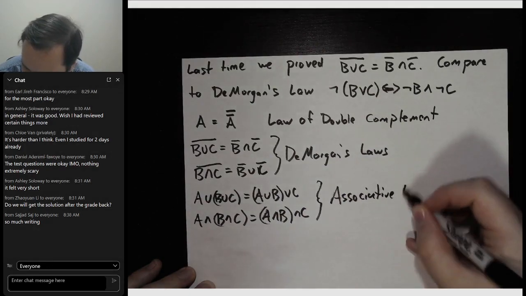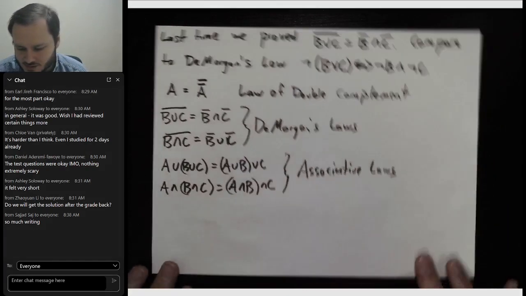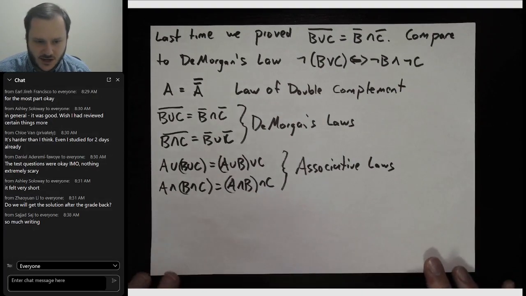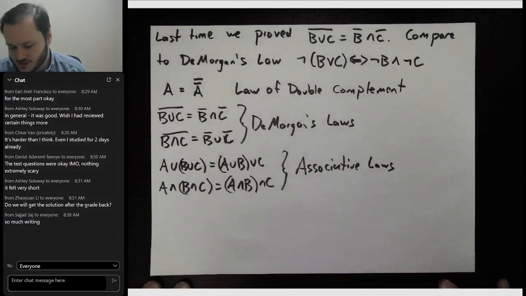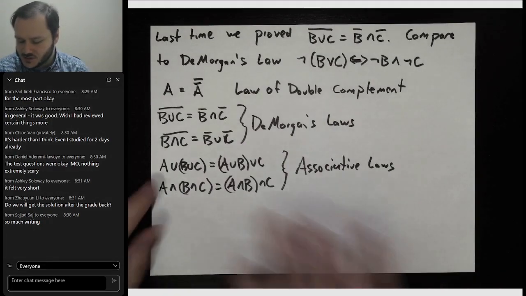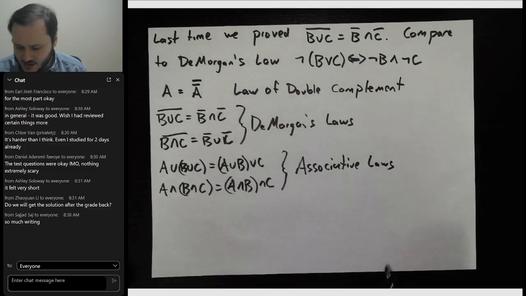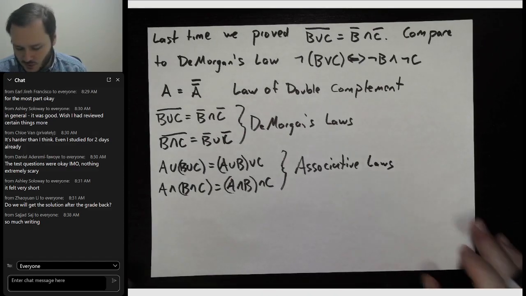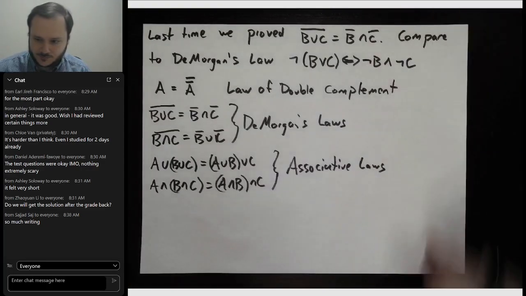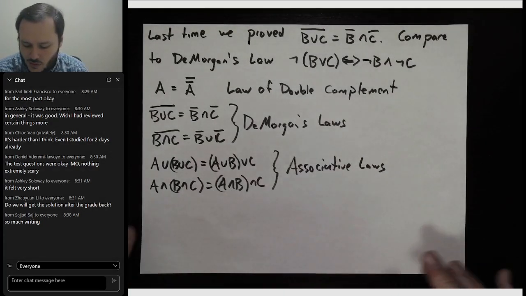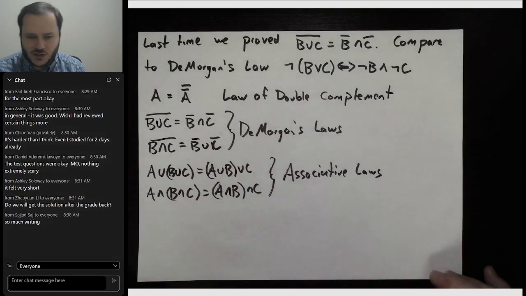And others as well. There are more in the theorems and definitions document, but the distributive laws carry over similarly as well. But the associative laws are important because it says in this last example we were a little bit more careful than we needed to be.